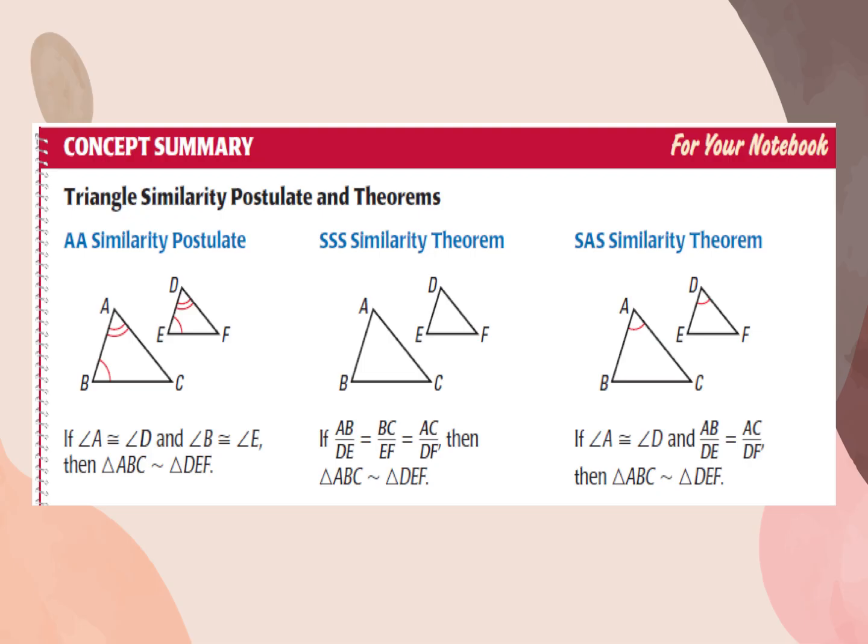The next slide just has a summary of the 3 ways of proving triangles similar. There are only 3 ways, so this is it. Remember back when we did the triangle congruence, there were 5. So this only has 3. It's angle, angle, side, side, side, and side, angle, side. So let's try some examples.